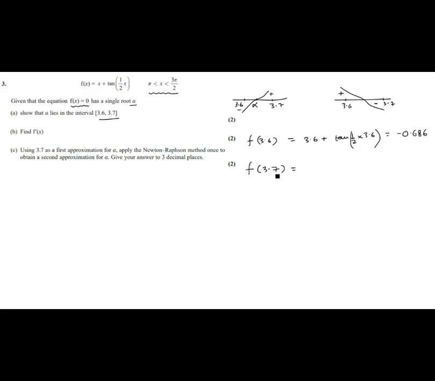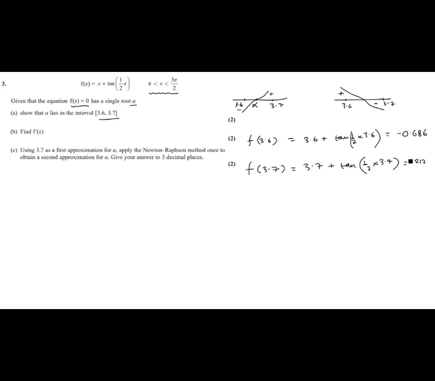Now let's check the value at 3.7. So 3.7 plus 10 half times 3.7. So you do 3.7 plus 10, 3.7 divided by 2. That gave me a value of 0.212 to 3 decimal places.